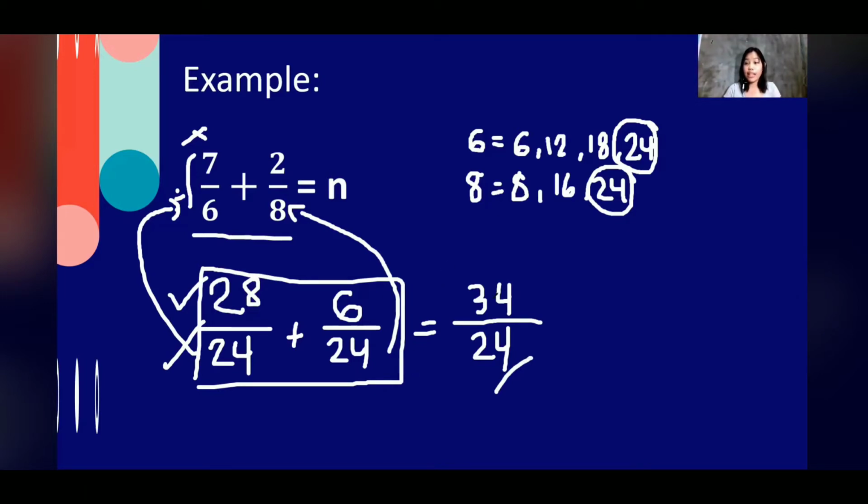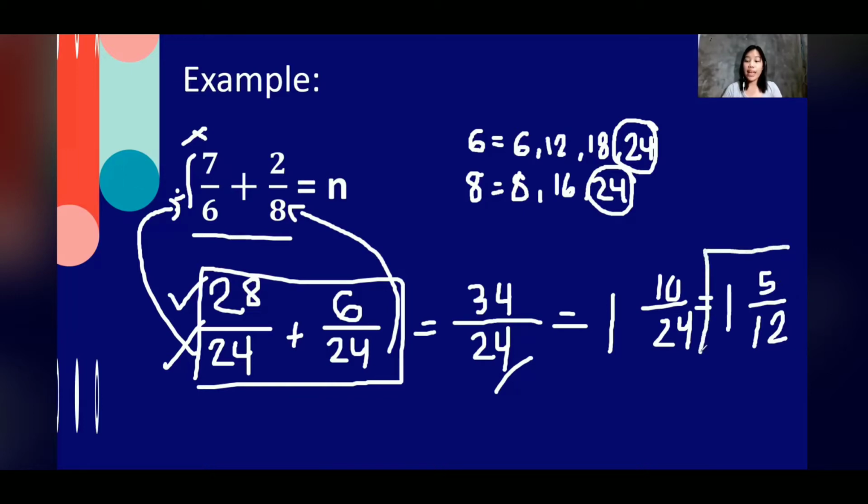So as you can see, this one is an improper fraction. That's why we will transform it to its mixed number. So 34 divided by 24 will get one whole number and then 10/24. All right. Here, 10/24 can still be simplified, right? We can divide it by 2. So 1 is our whole number. 10 divided by 2 is 5. And 24 divided by 2 is 12. So this fraction can no longer be simplified, right? Meaning this is our final answer. So 7/6 plus 2/8 is equal to 1 and 5/12.